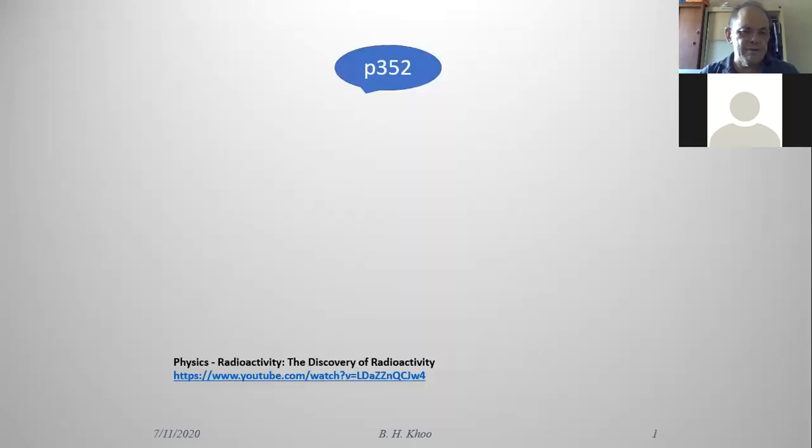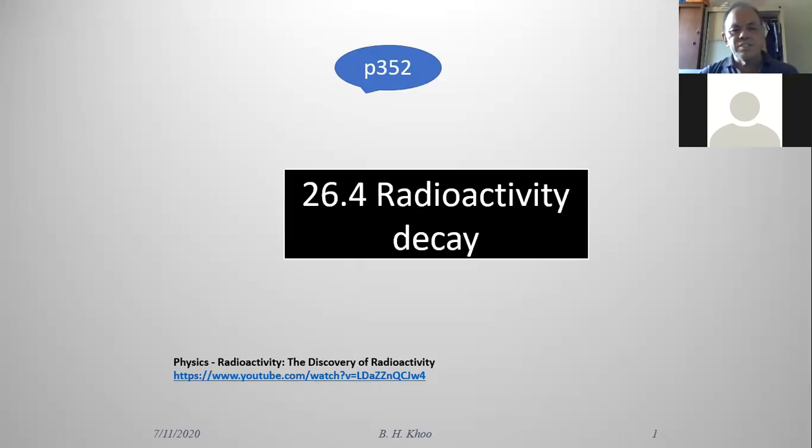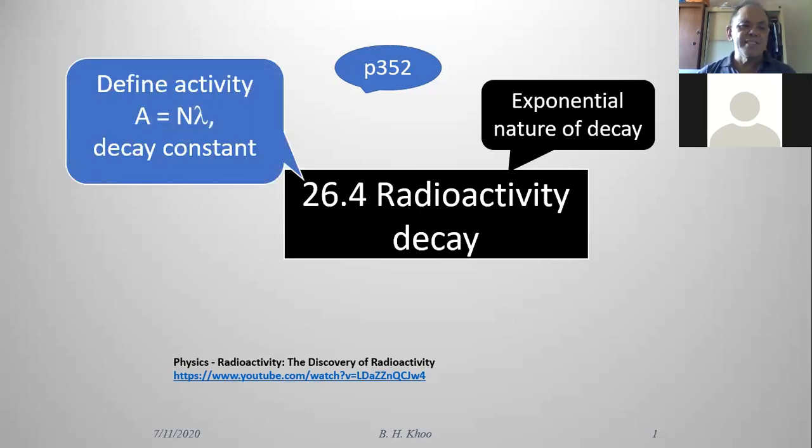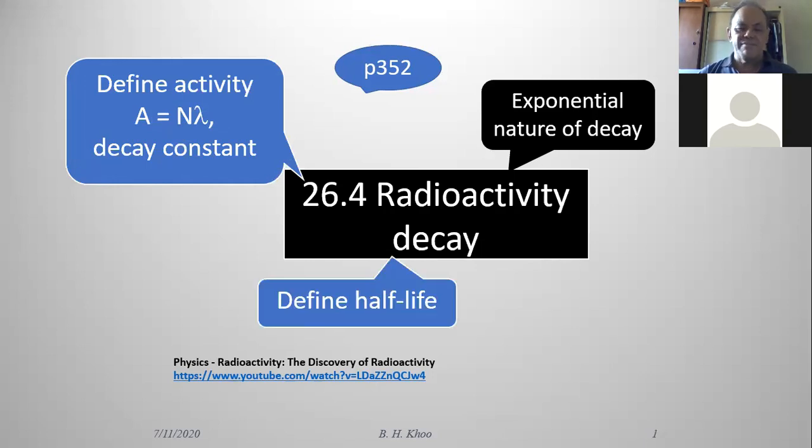Okay, if you have my note, it's on page 352. It's called Radioactive Decay, 26.4 according to the syllabus. We want to know the exponential nature of the decay, define activity and decay constant, define half-life, and then show that half-life is related to the decay constant. Decay constant is lambda.